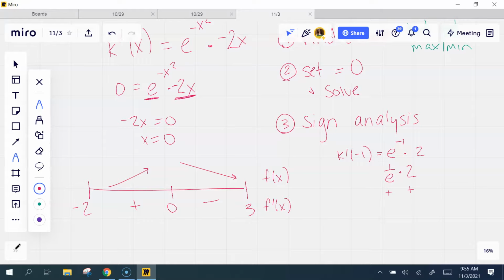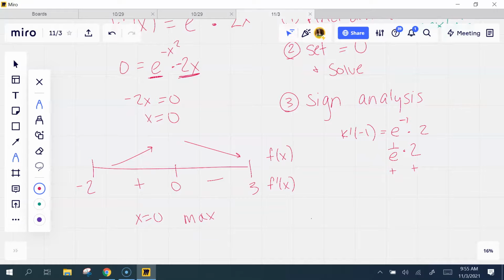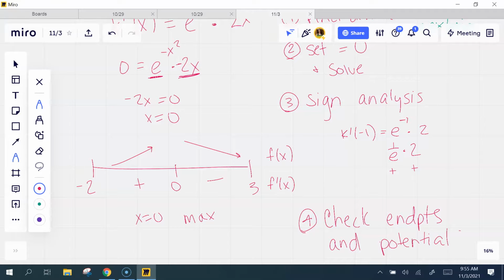Okay? Now, I'm not sure. I know that x equals 0 is a maximum, because I'm increasing and then decreasing, but I don't know if it's absolute or not. So here's where I have to check, and you have to check every single point. So your last step is check endpoints and potential points. Because I need to know which one has the absolute biggest value and the absolute smallest value.